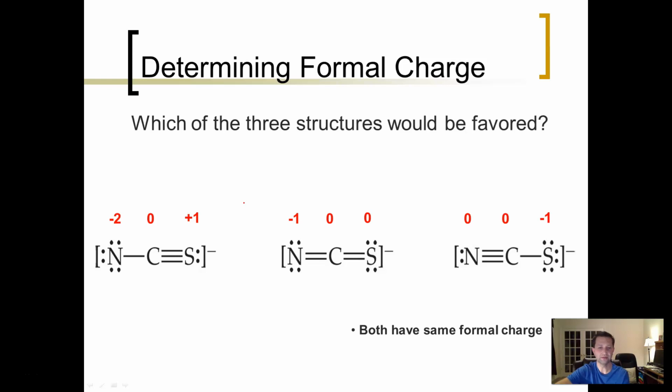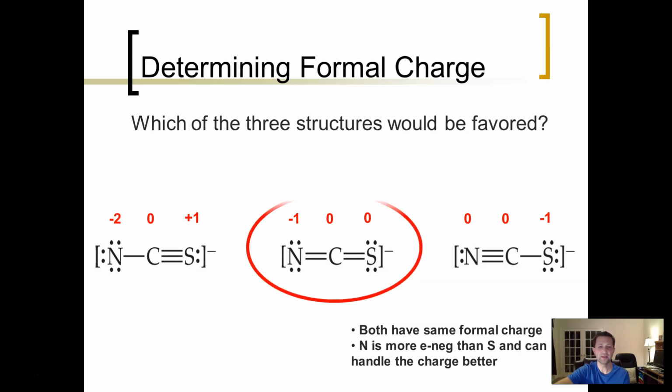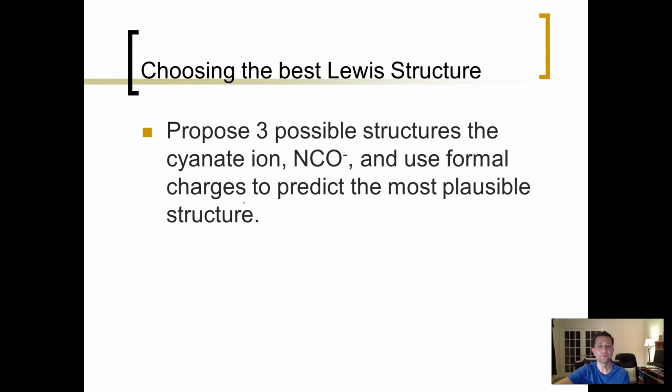Right, so back to what we just did, both have the same formal charge. In terms of the two structures on the right, N is more electronegative, so it can handle it better. So there you go. Okay, take a minute here and try to write 3 possible Lewis structures for the cyanate ion, which is NCO negative. Use the formal charges to predict the most plausible structure. Okay, so let's take a second and do that, then we'll go over those.